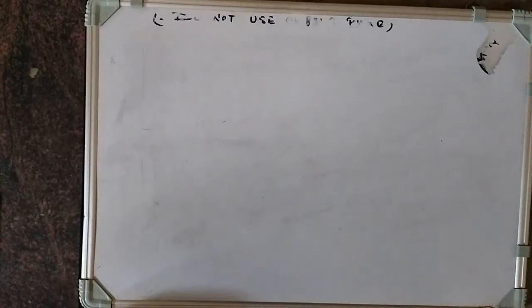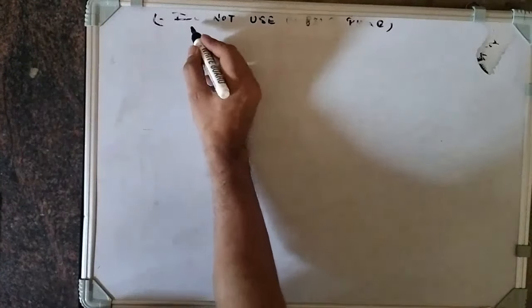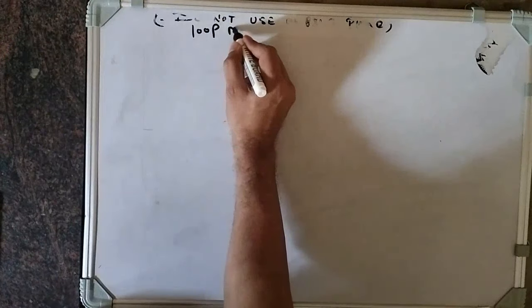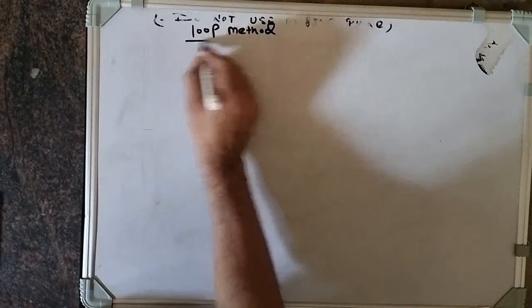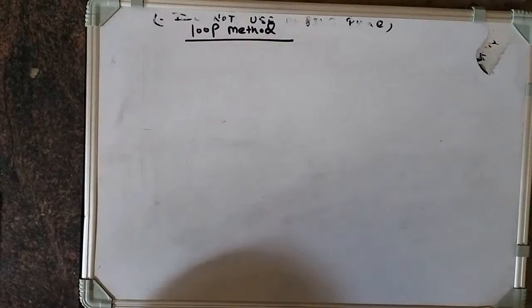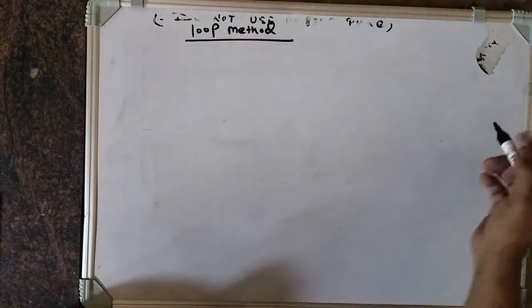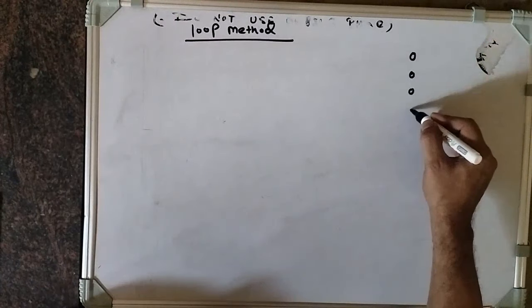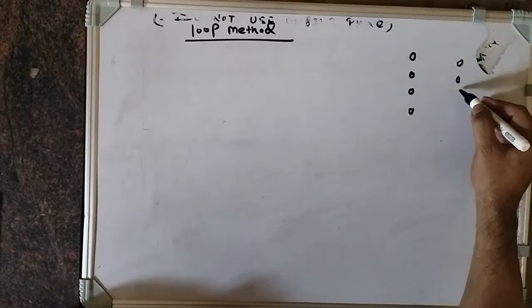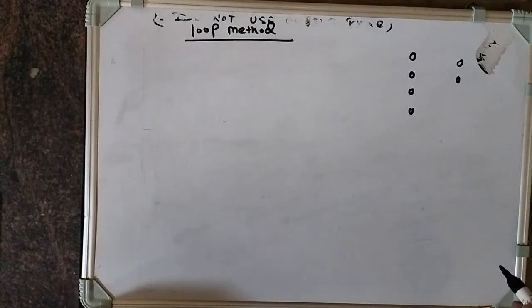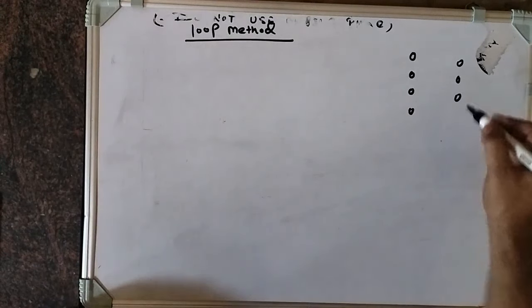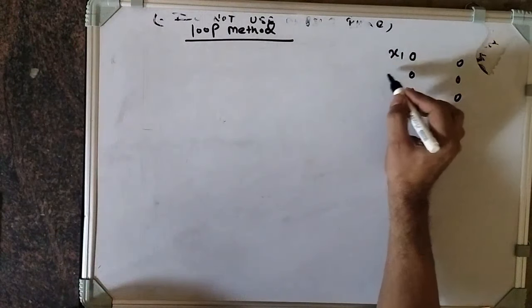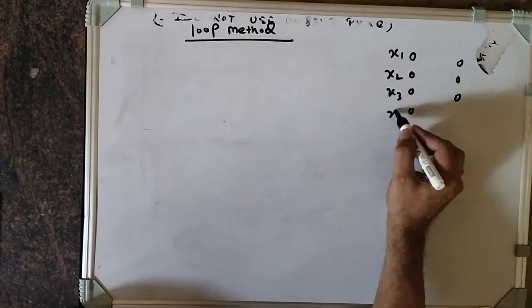Now I am writing one very beautiful code, that is the loop method. By the help of the loop method also we can solve this problem. Same code, problem is same. There are a total of 4 inputs, and there are a total of 3 neurons. And what I have written: x1, x2, x3, x4.